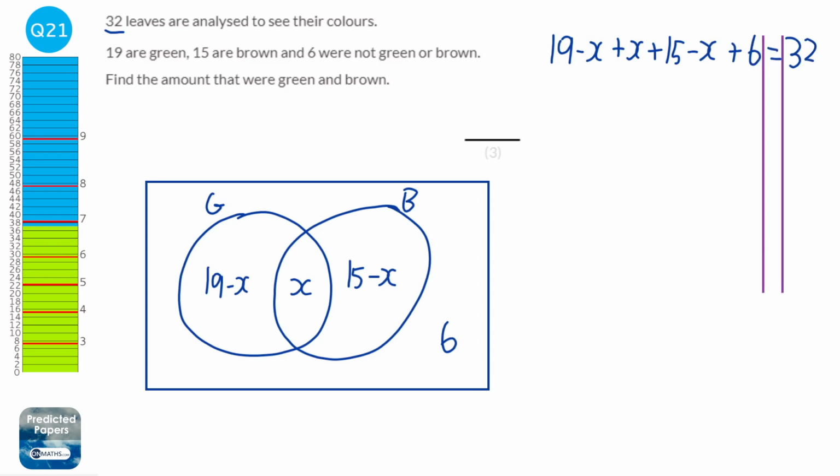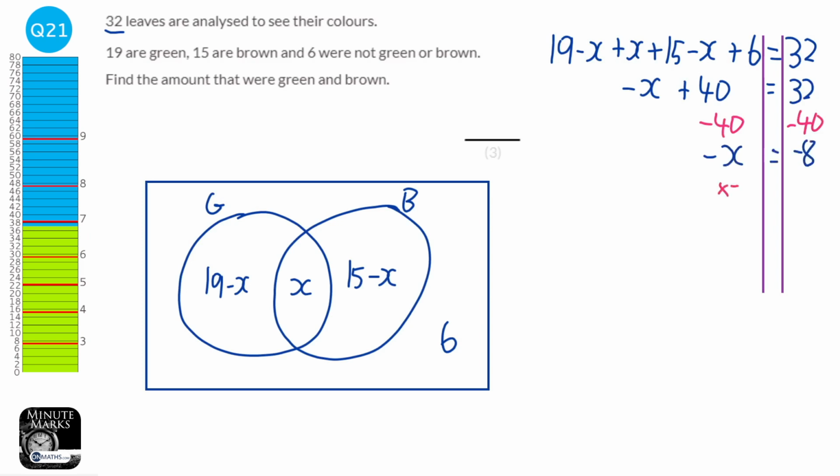So we've got minus X and minus X, so that's minus 2X. And we've got 19 plus 15 plus 6, which will be 40, equals 32. We're going to take away the 40 both sides. And we can just times by minus 1 both sides to make them both positive. So now we know X is 8, we can start filling in the Venn diagram.